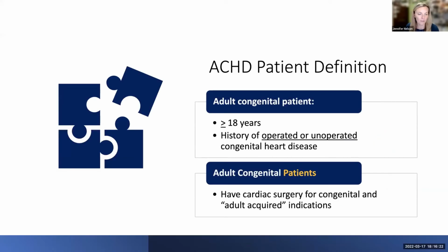It's going to be my goal this evening to introduce the new adult congenital module within the CHSD and to leave you with an understanding really of the motivation behind this initiative and the important benefits that we anticipate from its use. So for this presentation, the definition of an adult congenital patient is a person 18 years of age or older with a history of operated or unoperated congenital heart disease. As this audience knows well, but it's probably worth noting, these patients do have cardiac surgery for both congenital and adult acquired indication types.